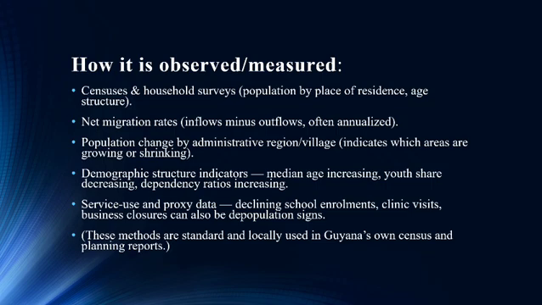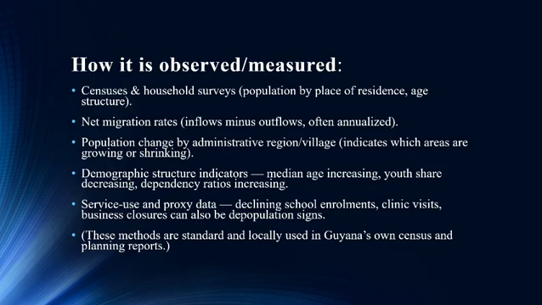Then we have the net migration. The net migration rate measures how many people move in or out of an area. So if more people leave, the population decreases. We can also look at population change by region or village to find which places are growing or shrinking.